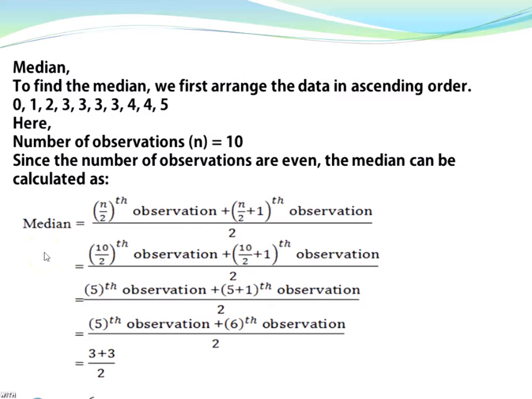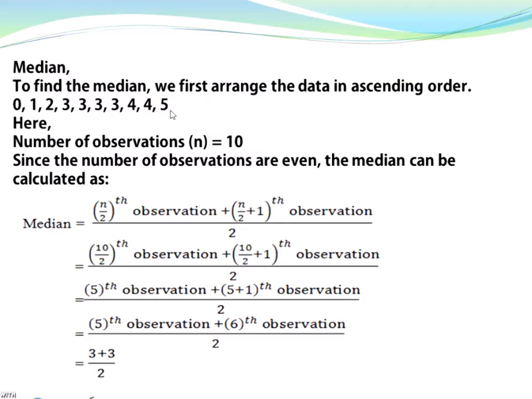Second thing which we have to find for the same data is median. Data is same. So first step is to arrange the given data in ascending order. So 0, 1, 2, 3, 3, 3. If something is repeated, you have to write that many number of times. So 4 times 3 is repeated, 2 times 4 is repeated and then 5.